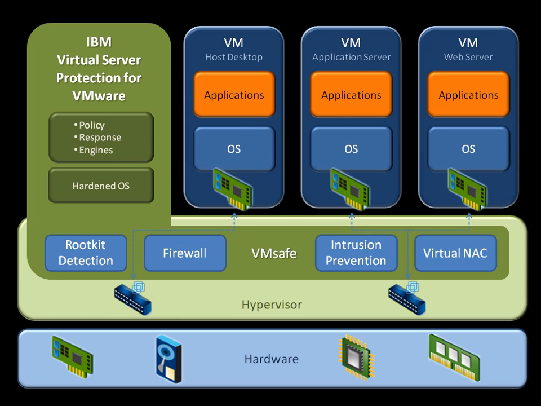VM-Safe gives IBM VSP complete visibility into your VMs. That means VSP can inspect and block network traffic like an IPS or firewall, and also look inside the memory of a running VM to detect more sophisticated attacks like rootkit hooks.